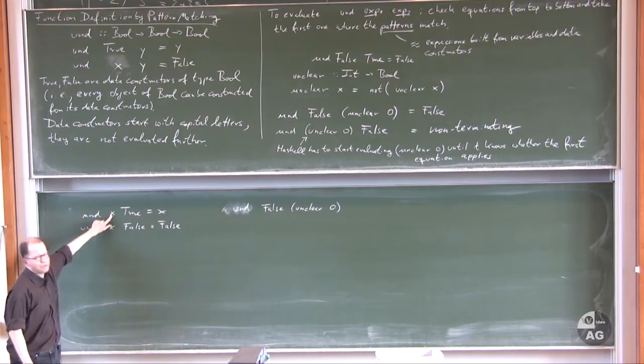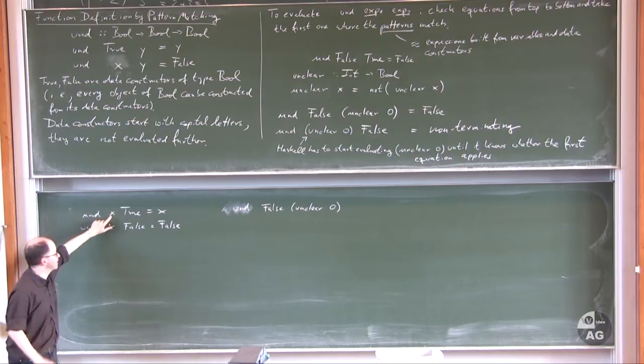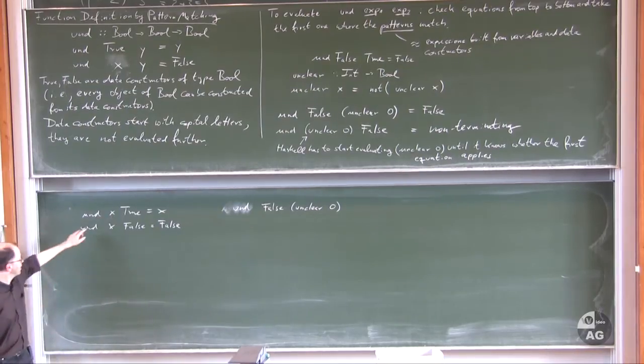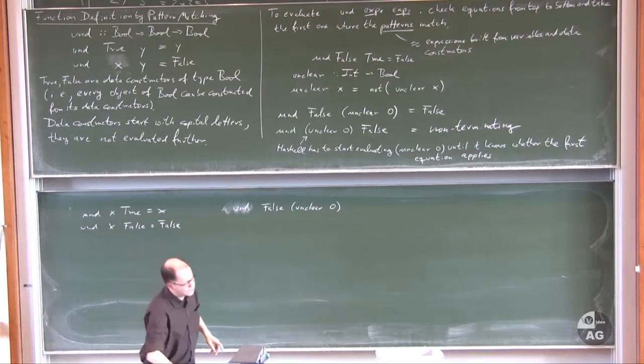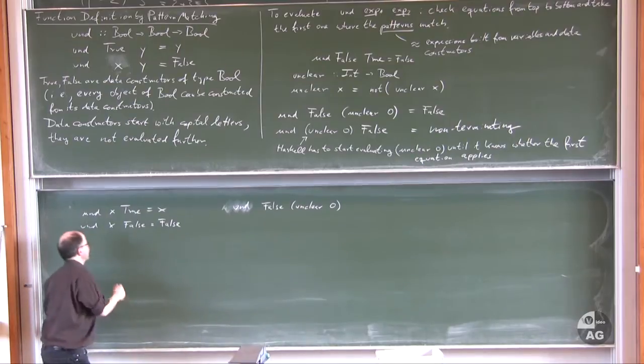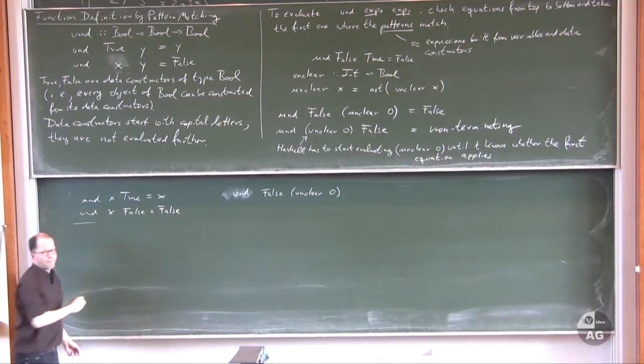You want to write unclear 0 into the left-hand side of the equation? No. Yeah, OK, you want, but yeah, it's not allowed. So in the left-hand sides of the equations, in these patterns, you can only have data constructors and variables. And again, for good reason.